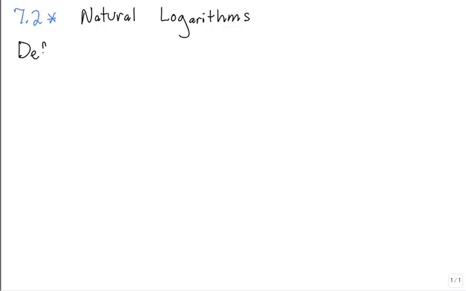All right, we're going to look at 7.2 star, and this section is on natural logarithms. So this should be kind of a review from college algebra. But the definition we're going to give is the calculus definition, and it goes like this.